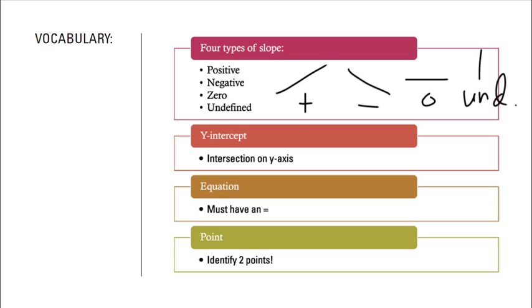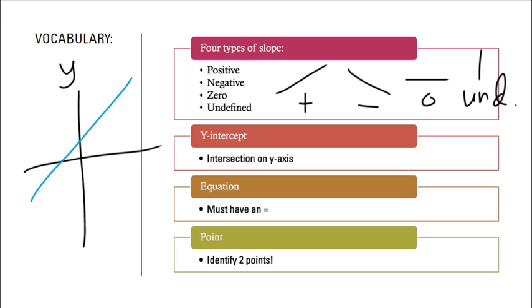The next vocabulary is y-intercept. For example, if this is your graph, okay, this is y negative, this is y positive, this is x negative, this is x positive. The y-intercept is where the blue line touches the y. So this is the y-intercept, okay?